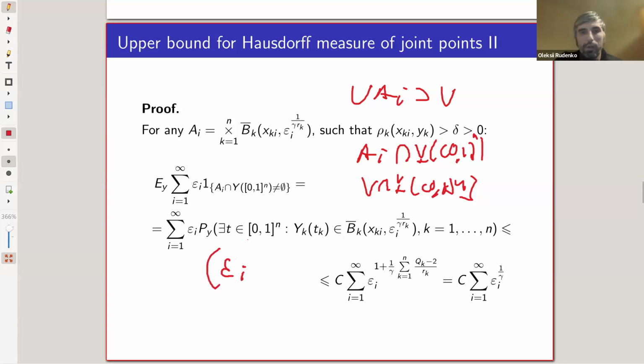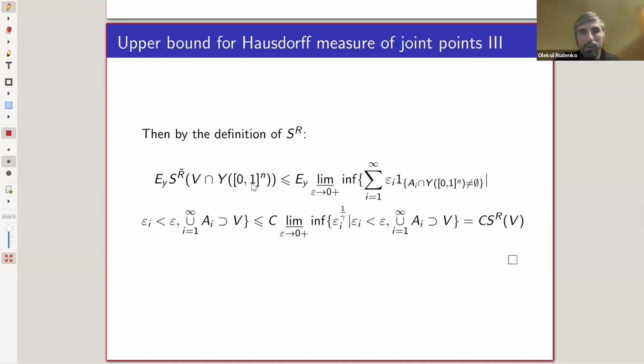Okay, so here I also have this power, but then it's at power 2 minus qk. Sorry, qk minus 2. So this was the estimate that I showed you for the hitting probability, and I use it here and immediately obtain this estimate. So in this way, I estimate Hausdorff measure.